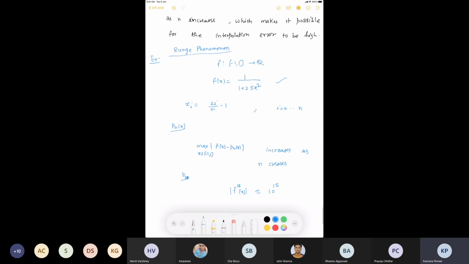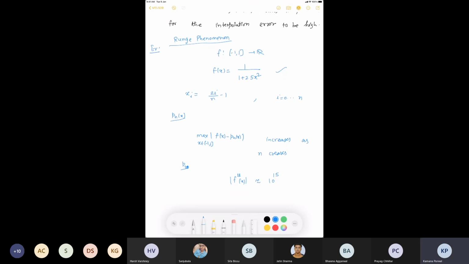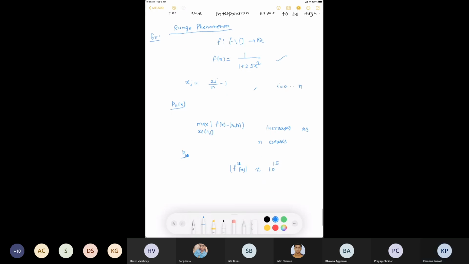So this is basically a counterexample showing that if you increase your polynomial degree, the interpolation error does not always reduce. For that, your f has to be a well-behaved function. If you try to see the magnitude of the higher order derivatives as you increase the order, it will get larger and larger. I'm not really going to show it explicitly because that requires a further lecture.